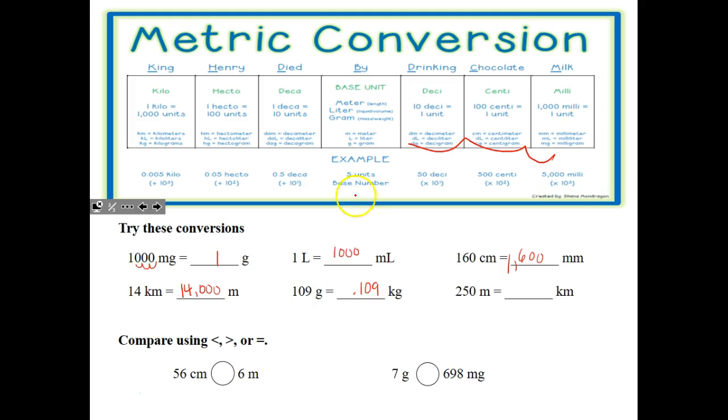109 grams is equal to 0.109 kilograms, right? Because when we're going from smaller to bigger, we move our decimal to the left. 250 meters is equal to 0.25 kilometers.